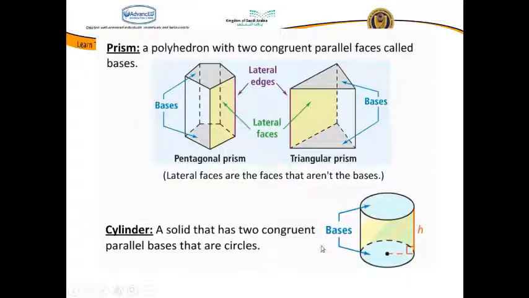The cylinder is much like a prism, but it's not a polyhedron because circles are not polygons. Here the upper and the lower bases are parallel and congruent, but it is not a polyhedron.